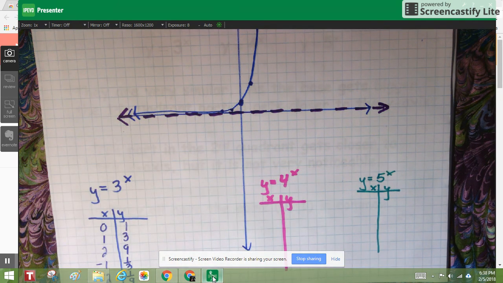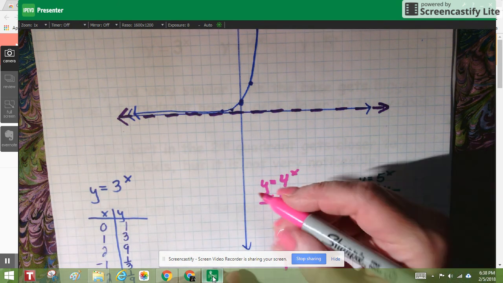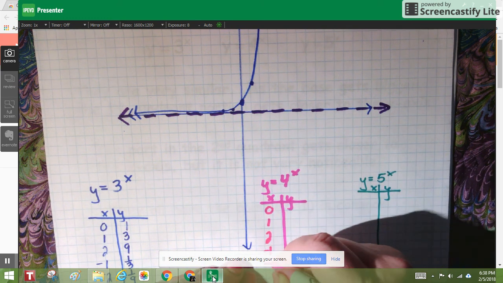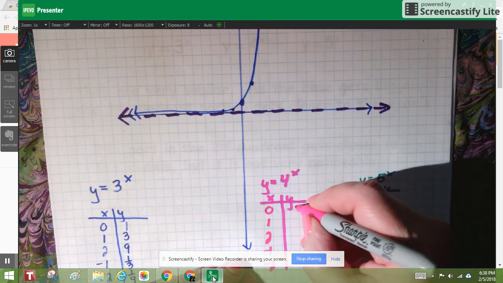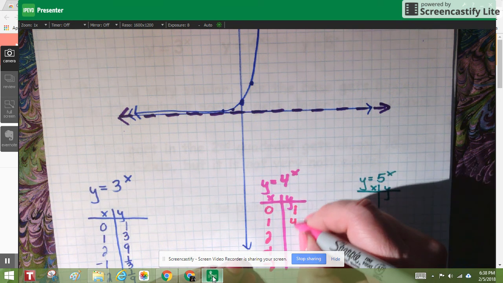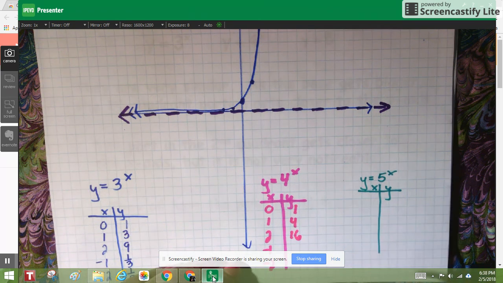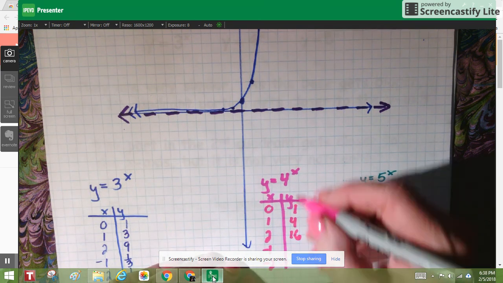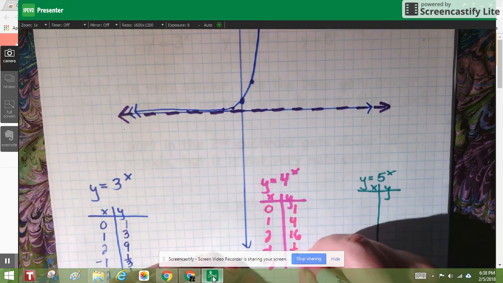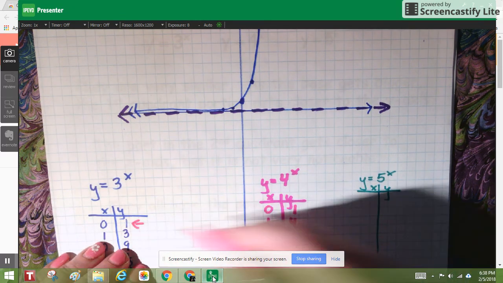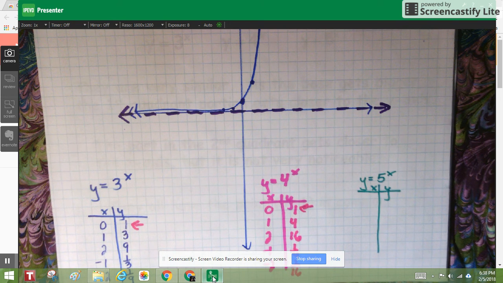All right, let's see what y equals 4 to the x looks like. Again, let's start with 0, 1, 2, -1, -2. 4 to the 0 is 1. 4 to the 1 is 4. 4 squared is 16. Off my graph. Probably don't even have to worry about it. So 4 to the -1 will be 1/4, and this here will be 1/16. Now you're starting to notice that anything raised to the 0 power is 1.